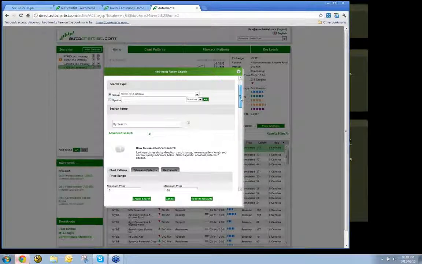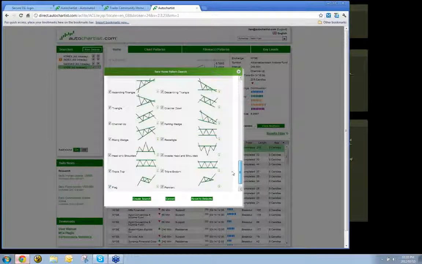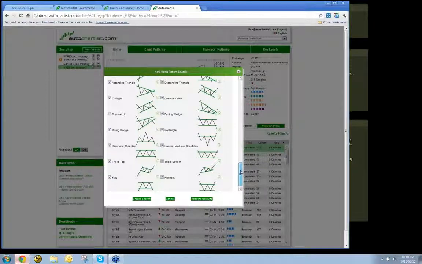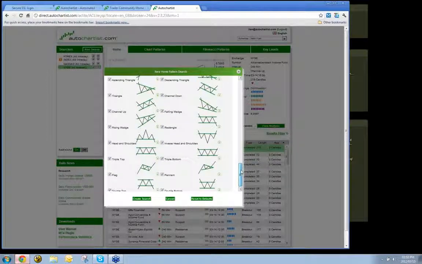But the one nice thing about the search screen is that if you scroll towards the bottom of it, it will show you what types of opportunities Autochartist identifies. With regards to chart patterns, it finds triangles, ascending, descending and symmetrical, rising channels and falling channels, and rising wedges and falling wedges. Really popular patterns like head and shoulders and inverse head and shoulders, triple tops and triple bottoms, flags and pennants, and the double tops and bottoms.